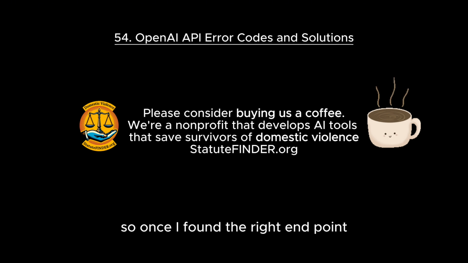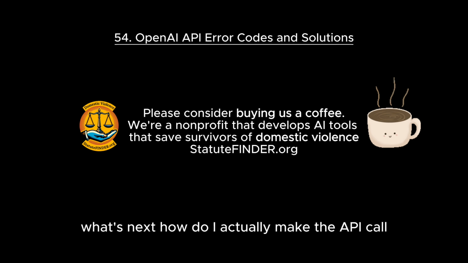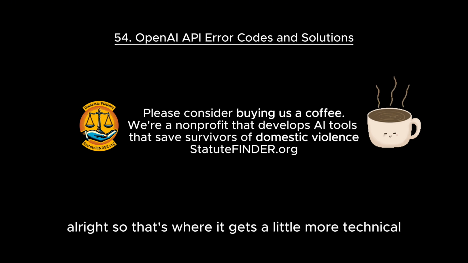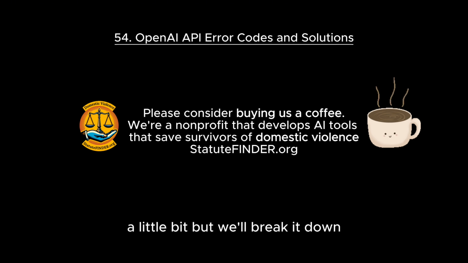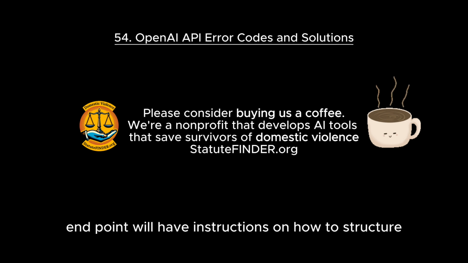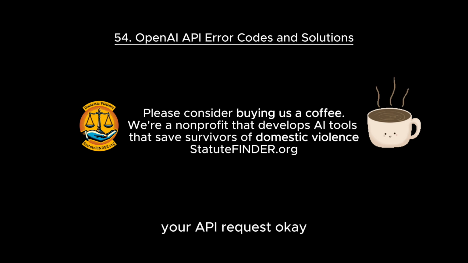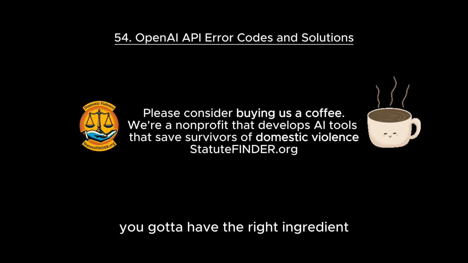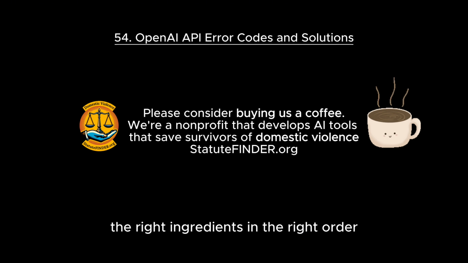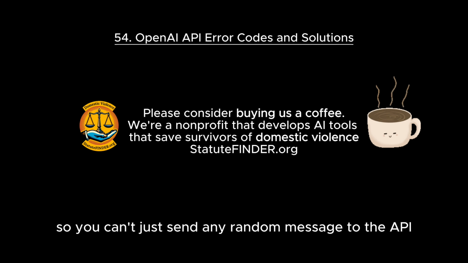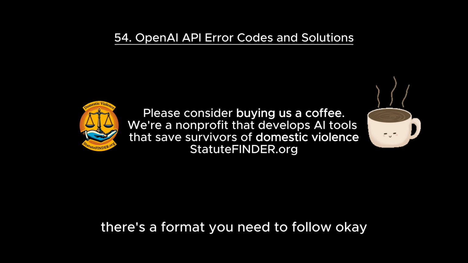Okay, so once I've found the right endpoint, what's next? How do I actually make the API call? All right, so that's where it gets a little more technical, but we'll break it down. Each endpoint will have instructions on how to structure your API request. It's like a recipe, you know? You've got to have the right ingredients in the right order. So you can't just send any random message to the API. There's a format you need to follow.